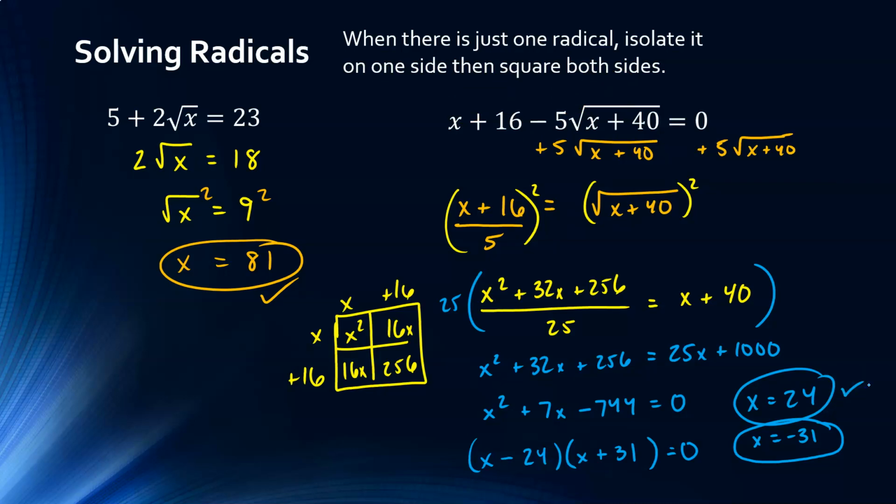Let's try negative 31. If I put negative 31 in here, negative 31 plus 40 is 9, and the square root of 9 is 3. So we'd have 5 times 3 is 15. If I put negative 31, though, out here, negative 31 plus 16 would be a negative 15. And negative 15 minus 15, because this would be minus 5 times 3, would not be 0. Negative 15 minus 15 would be negative 30. So the second one does not work. So that is not a solution. So x equals 24 would be our only solution. So again, just like when we're working with absolute value problems, with these you also have to check your solutions.